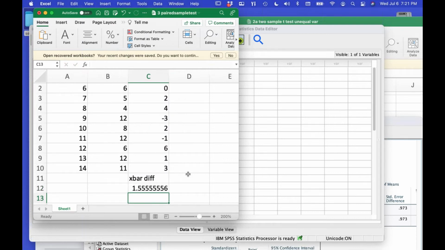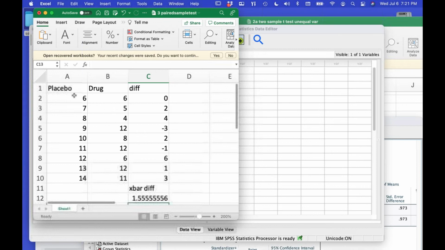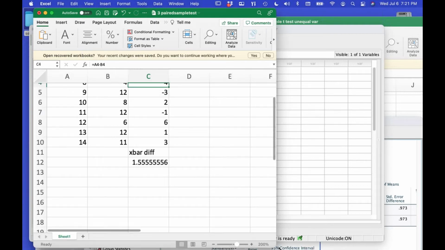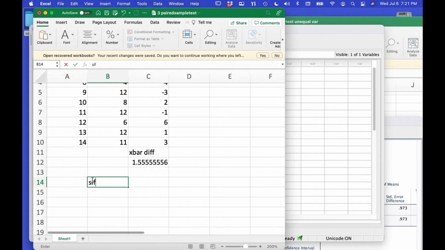Now, let me ask you this. If there was no difference between the placebo and the drug, what would you expect the average difference to be? Well, sometimes you'll get somebody that goes up, sometimes somebody that goes down, but on the average, you would expect the differences to cancel out if the drug and the placebo did the same thing, and the average difference to be equal to 0. So therefore, my null hypothesis is that the difference is equal to 0, and my alternative hypothesis is that the difference is not equal to 0.